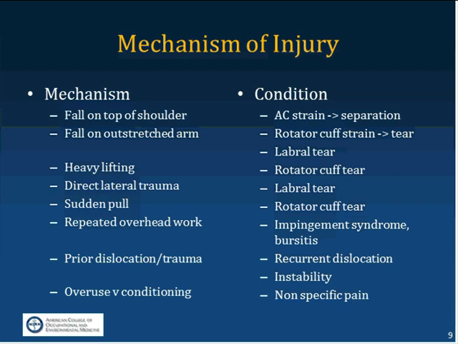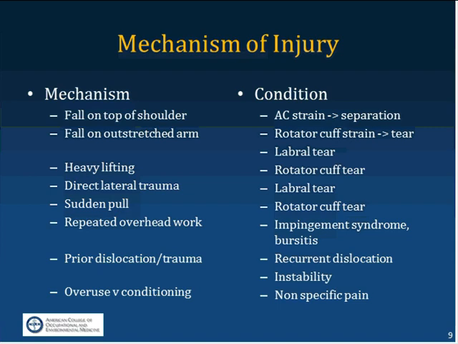A fall on the outstretched arm can result in several different things. Rotator cuff strain progressing to a tear. Again, this is a spectrum. Or a tear of the labrum, which of course is not part of the rotator cuff. Heavy lifting is believed to cause rotator cuff tears acutely. Direct lateral trauma can result in a labral tear. A sudden pull is another mechanism for rotator cuff tears.